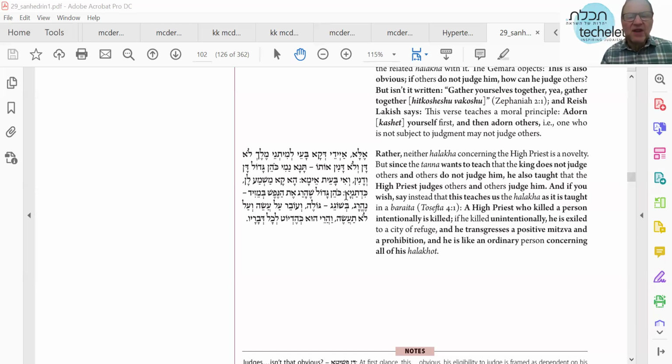Kohen Gadol sheharag et hanefesh b'mezid. A Kohen Gadol who kills somebody. B'mezid, what's that mean? Willfully, on purpose, intentionally. A Kohen Gadol who kills another person intentionally, what happens to him?